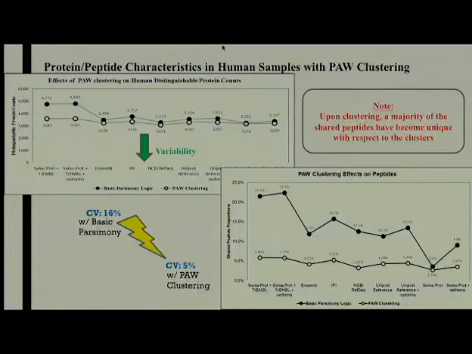Another thing to note here is the definition of shared peptides, how it changes with context. In basic parsimony logic, shared peptides are with respect to the parsimonious list of proteins, so they're with respect to the distinguishable proteins or the indistinguishable protein groups. Now when you introduce the clustering algorithm, they're with respect to the clusters of proteins that are generated. So when a lot of proteins are clustered together, all their shared peptides will now be considered unique peptides with respect to clusters. So that lowers the shared peptide proportions and also increases the unique peptide proportions, which we will later use for quantification purposes.